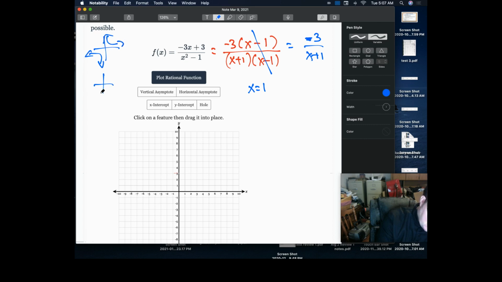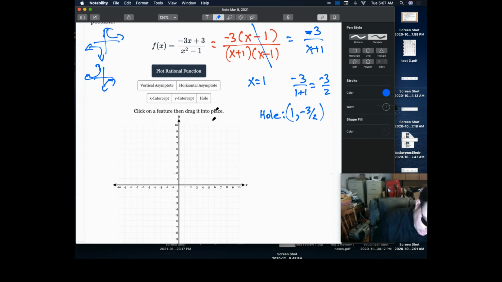So now we know it's going to have this sort of shape. Okay, but x equals 1, I'm going to go ahead and just find the hole because it's easy. I'm going to plug 1 back in. So this is going to be negative 3 over 1 plus 1, which is negative 3 over 2. So I know I have a hole at 1, negative 3 over 2. Okay, so I'm just going to go here and go 1, negative 3 over 2. Negative 3 over 2 is negative 1.5. We got a hole right there.